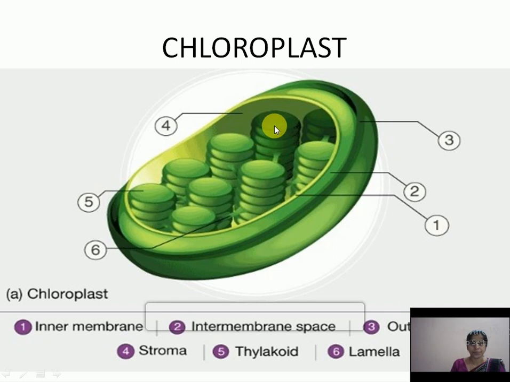See here, this inside is the stroma. And this plate, light coin-like structure is the thylakoids. These thylakoids are connected just like a tube, which is called lamella. Lamella. Clear?